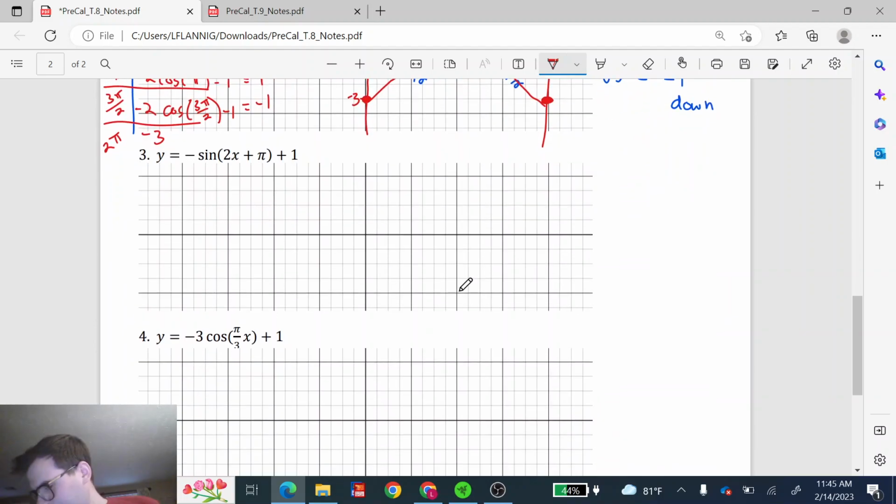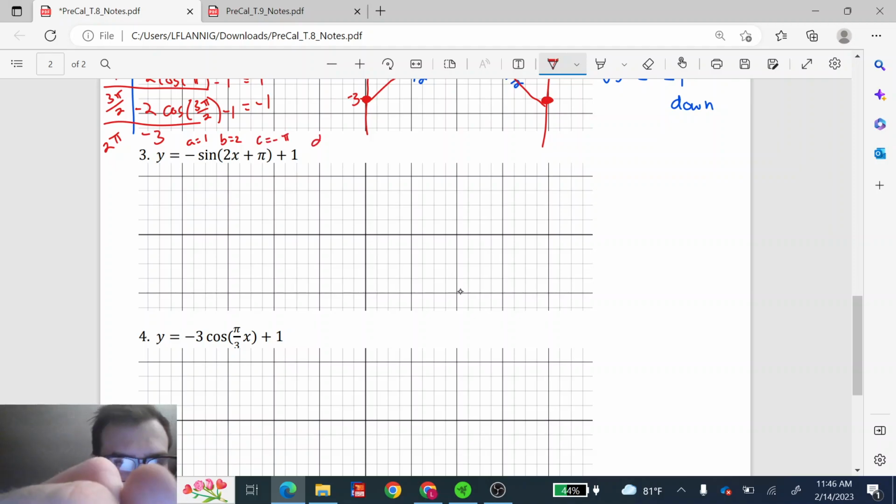So this one, we have y equals the negative sine of 2x plus pi, plus 1. So now we can see that there's a c value. A is equal to 1, b is equal to 2, c is actually equal to negative pi. Remember, it's the opposite of whatever this is, and d is equal to 1. Okay. So then we're going to do the amplitude. We know the amplitude is 1. There is a reflection.